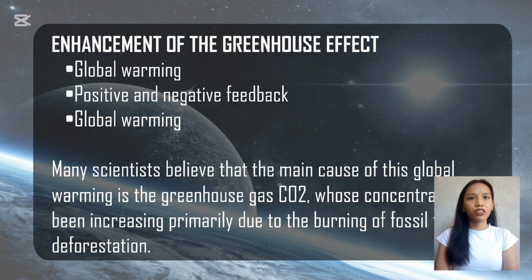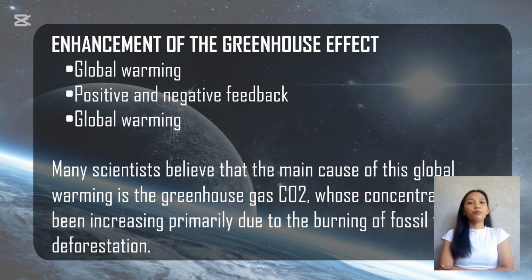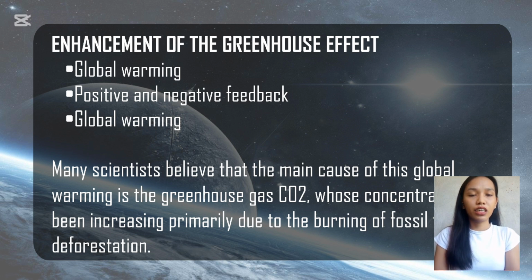Enhancement of the greenhouse effect. So first is the global warming and the second one is the positive and negative feedback. So first is global warming. So many scientists believe that the main cause of this global warming is the greenhouse gas CO2. So diba I discussed earlier the atmospheric greenhouse effect. I discussed that the greenhouse gases should maintain balance so that our earth just have just right temperature for the living things.